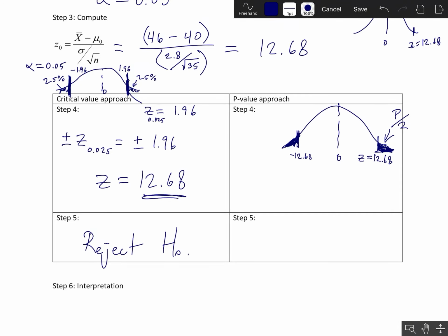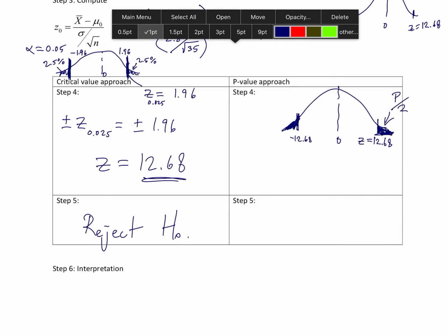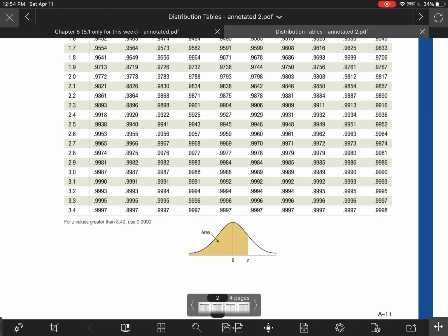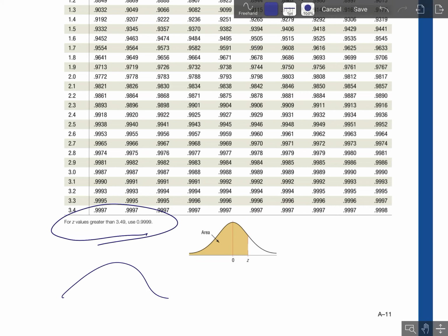So now what we want is to know what area lives to the right of a z-score of 12.68. So for that, we can use our table. So I'll go to the table, and I want to be looking up a z-score of 12.68. Now notice that the table stops at 3.4, so a z-score of 12.68 is gigantic. But notice at the bottom of the table here, it says for z values greater than 3.9, just use 0.9999.